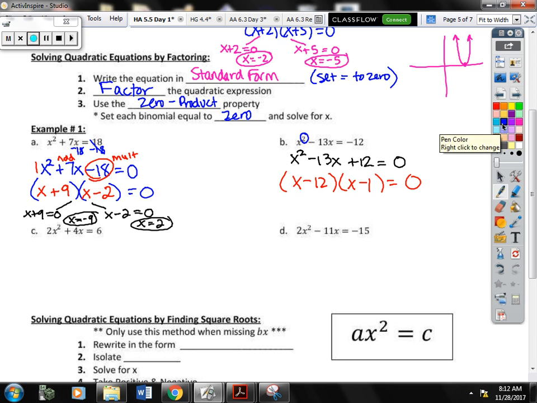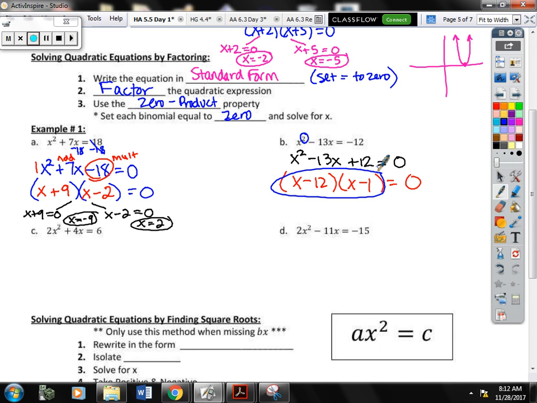Now you'll be surprised, a lot of you on your quiz Friday, you'll turn it in and you'll leave your answer like this. And then whenever you turn it in, usually I'll glance at it and I'll say, Susie, come on back up. Didn't solve these. I'll give it back to you.